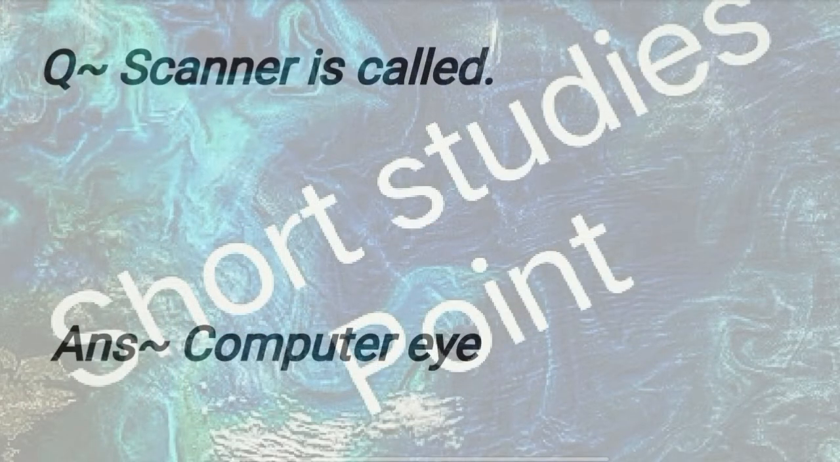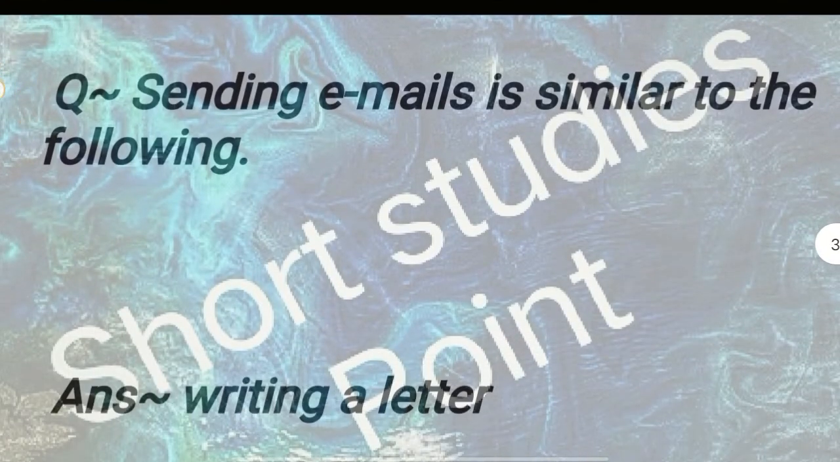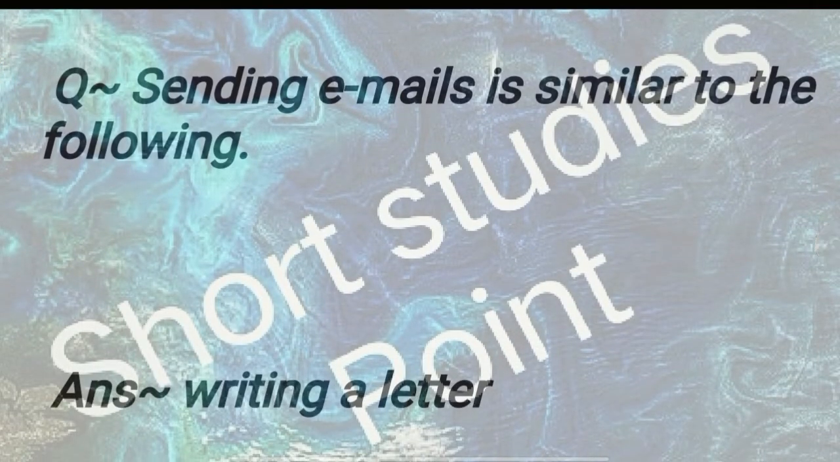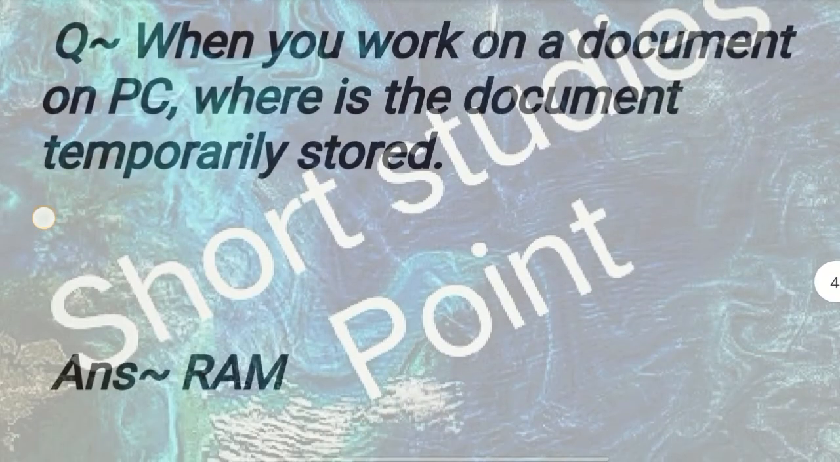Question: Scanner is called. Answer: Computer eye. Next question: Which contains information about a single entity like a person, place, event or thing in a database? Answer: Record. Next question: Sending emails is similar to the following. Answer: Writing a letter. Next question: When you work on a document on a PC, where is the document temporarily stored?